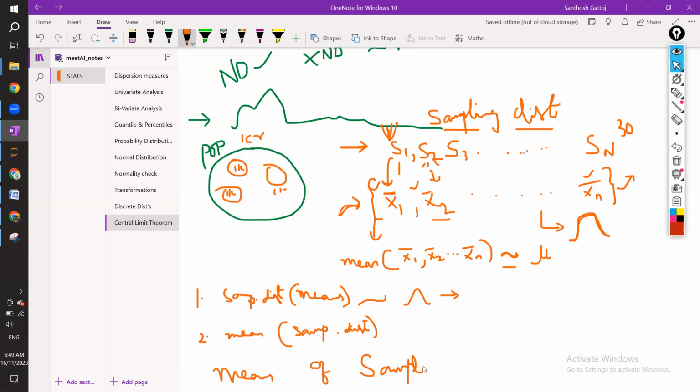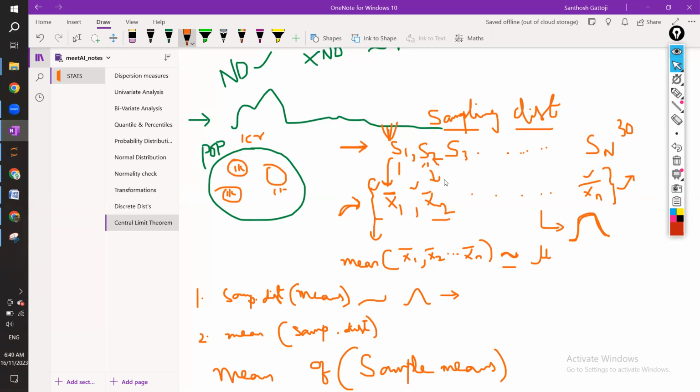Now, in this line only, you can understand everything. First of all, mean of the sample means. Sample means of what? Each sample mean. So that means you need to take all samples, S1, S2, and for each sample, you calculate the mean X1, X2, X3. Like that, you got 30 means. Now this became the sample means.